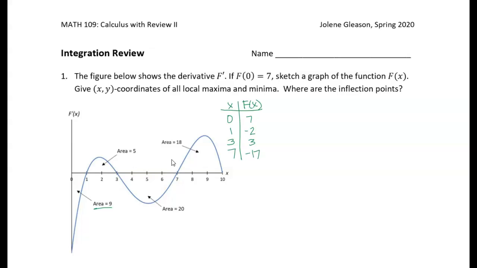Okay, and then finally we've got one more area between 7 and 10, and in this case because this area is above the x-axis, we're going to add 18. So we add 18 to minus 17, and we end up at 1, right? So we're just adding the integral from 7 to 10 to the value of the function at 7, and we end up with the value of the function at 10. Okay, so now we have a table of values and we can plot those points.